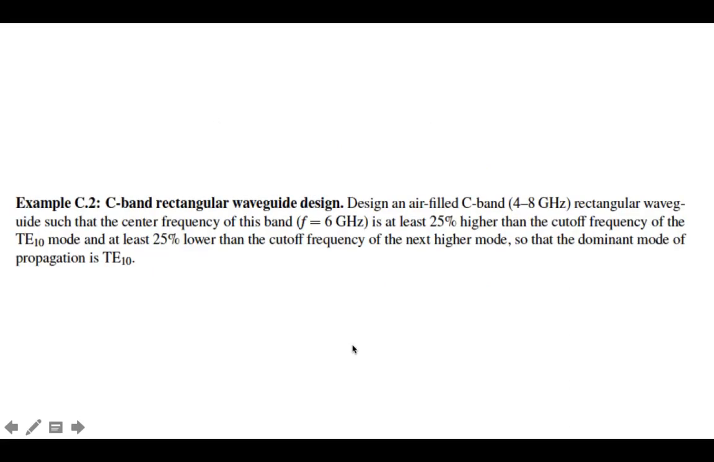Okay, the next example that we want to do is to look at a C-band rectangular waveguide design. For the C-band rectangular waveguide design, basically our frequency range is 4 to 8 gigahertz for the C-band, and we have a rectangular waveguide such that the center frequency of the band is 6. And so what we want is for that to be 25% higher than the cutoff frequency of the TE10 mode and 25% lower than the cutoff frequency of the next highest mode. So we're basically going to design the waveguide dimensions to meet these criteria. And of course the dominant mode that we want propagating is the TE10.